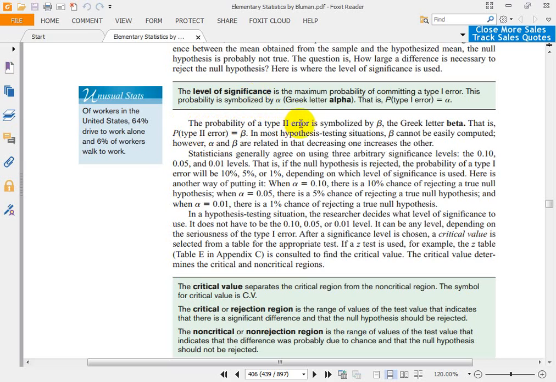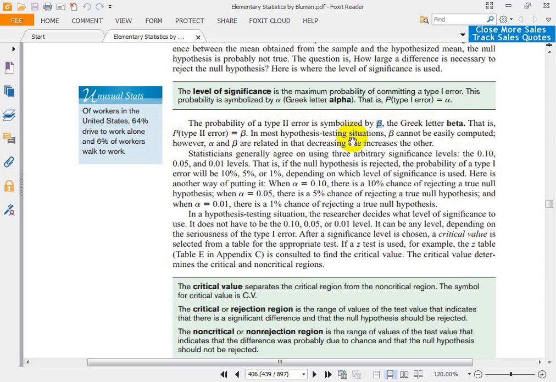The probability of type 2 error is symbolized by beta. What is the type 2 error? The null hypothesis is false, but you are accepting it. That means the person is a murderer, but he has been released. So that is a problem. Here the symbol is the Greek letter beta. That is, P of type 2 error is equal to beta.